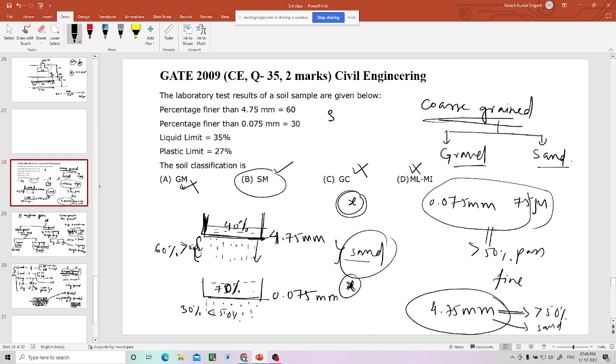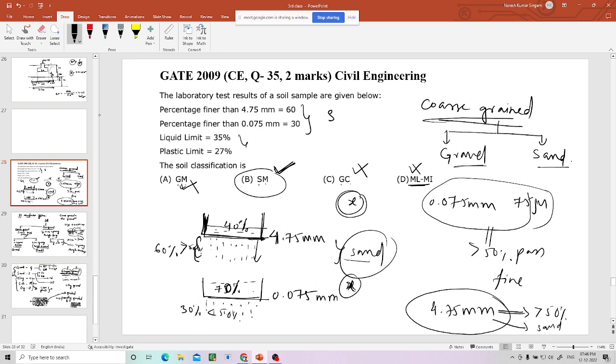But what are these GM, SM, GC, and so on, I will discuss in the next class. That needs another part of the study. So now this M is what I told you: silty sand, silty gravel, clayey gravel. This is again low compressible silt, intermediate compressible silt. Anyway, now the sand is existing only in option B. Now you can say option B is correct depending upon the percentages of soil particles.